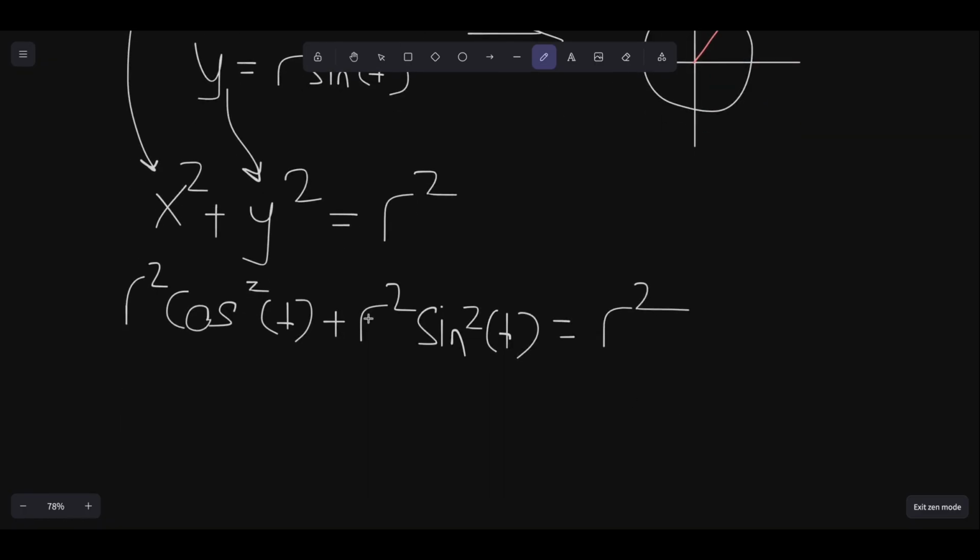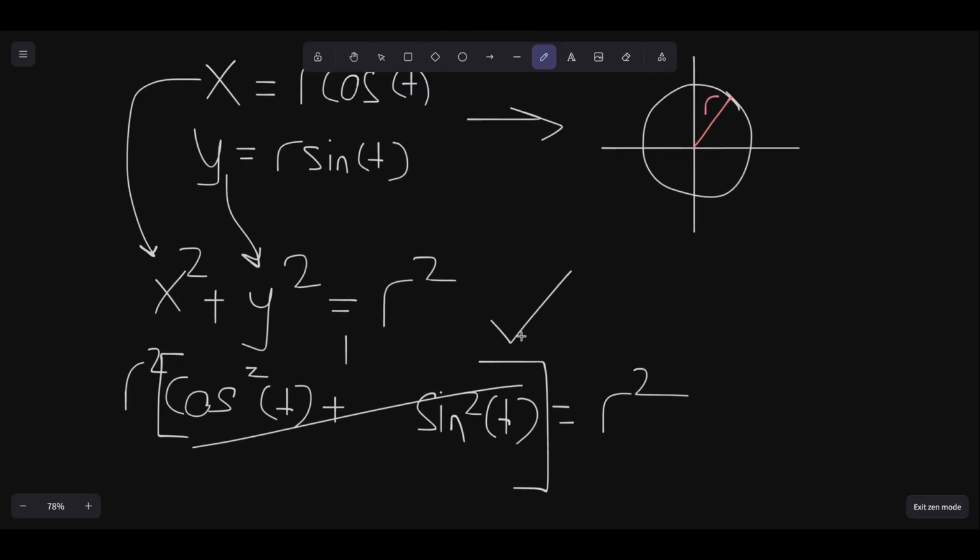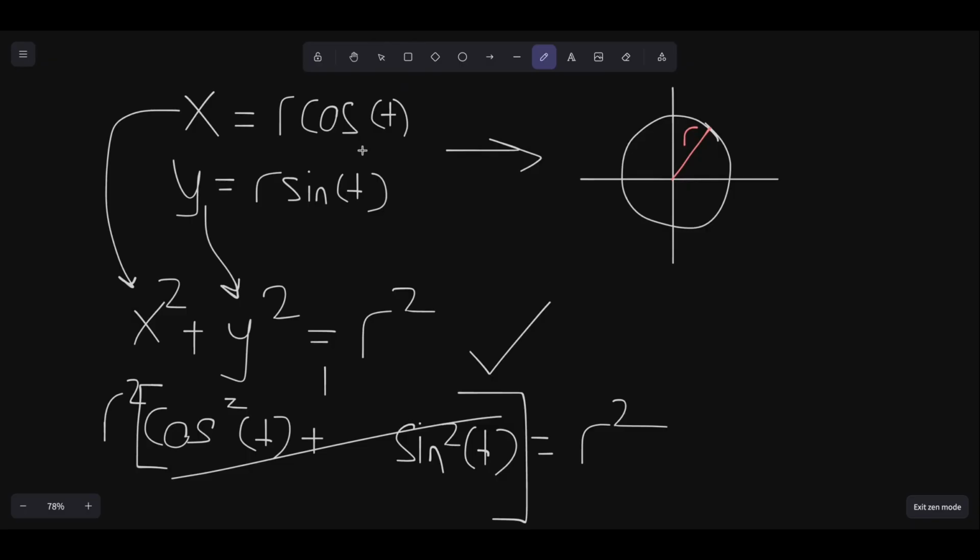Notice how I can factor out an r squared from both of these terms. Now sine squared theta plus cosine squared theta is equal to 1. So all of this cancels out to be equal to 1, and 1 times r squared is still r squared. So everything checks out here. Because of the Pythagorean trig identity, where sine squared theta plus cosine squared theta is equal to 1, we're able to make this substitution work.